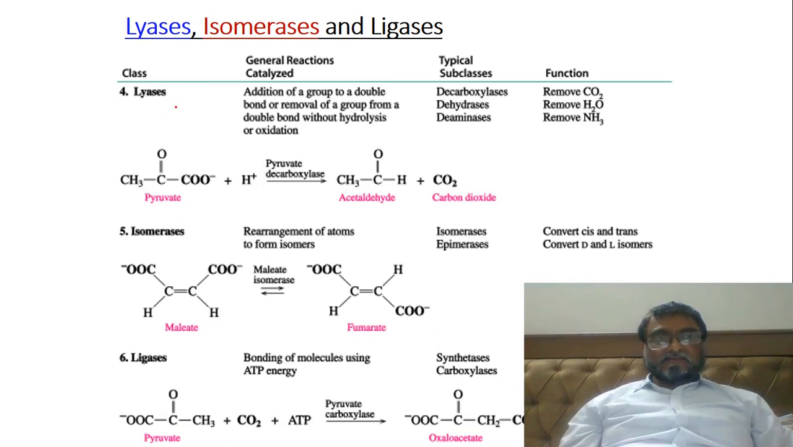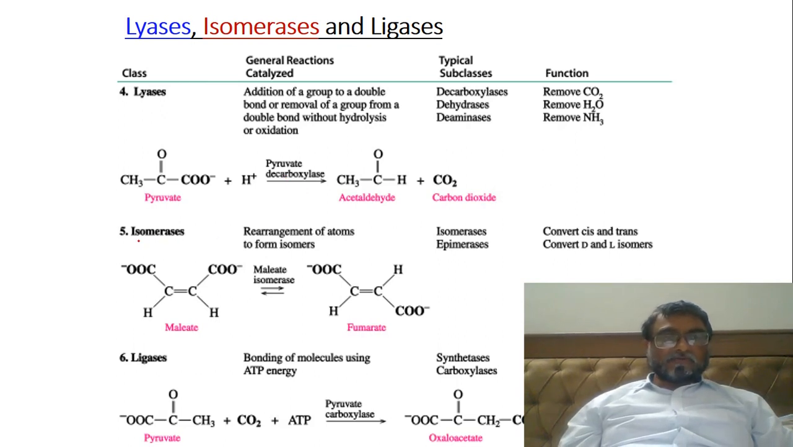Lyase is involved in the addition of a group to a double bond, or removal of a group from a double bond, without hydrolysis or oxidation. And these are the subclasses for this one. So pyruvate is converted into acetaldehyde by pyruvate decarboxylase, releasing carbon dioxide.